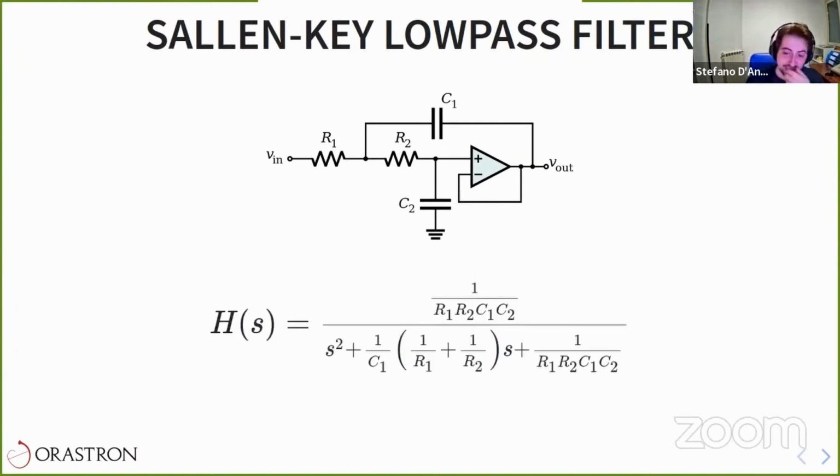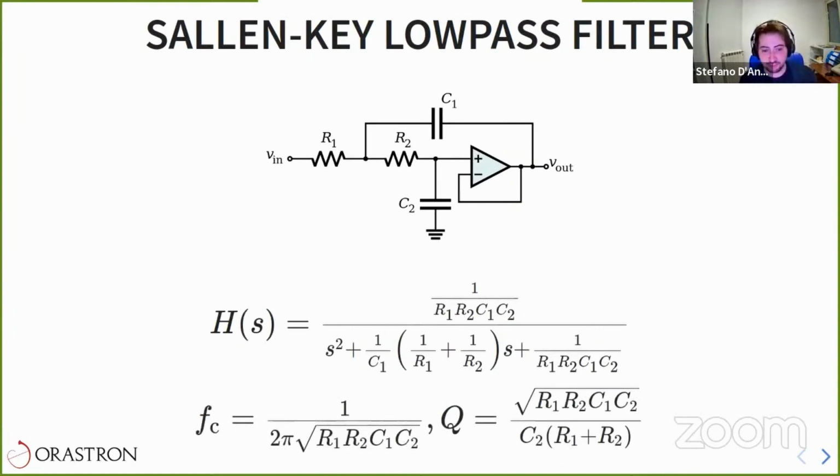But anyway, if you go to Wikipedia and search Sallen-Key low-pass filter, you will get these fantastic equations. The first one is called the transfer function of the filter. That is a mathematical description of what this filter does in linear terms. And then you will have expressions for the cutoff frequency and the Q value, which is also called the quality factor, and it's directly linked to the resonance. It's a measure of how much the filter is resonant.